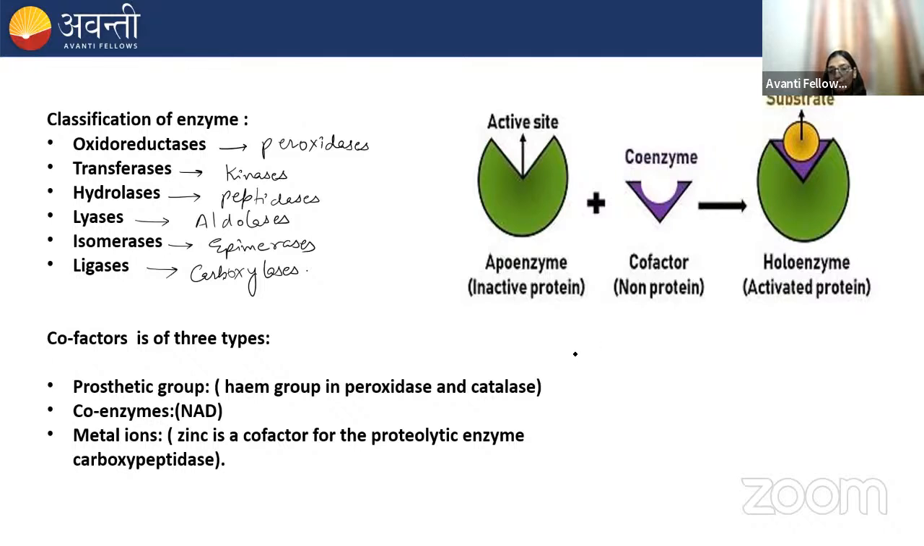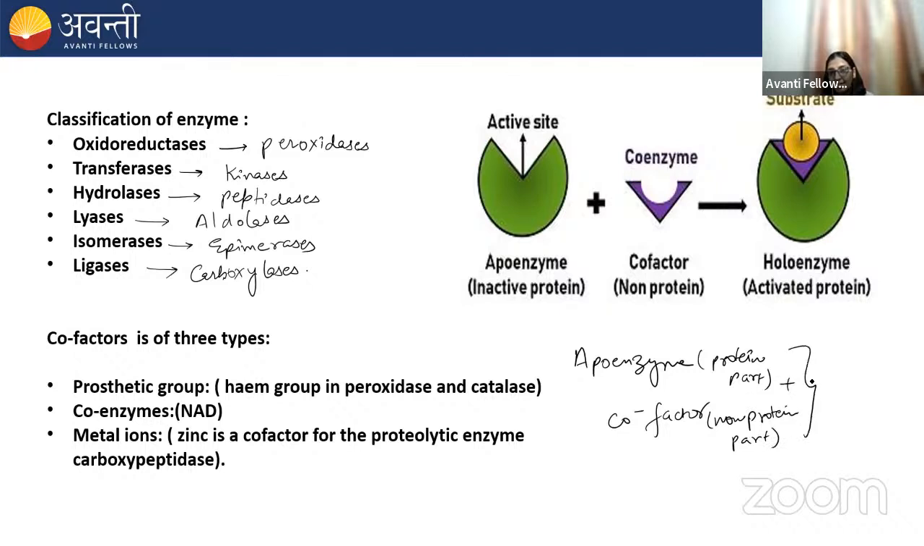So the enzyme consists of two parts: apoenzyme and the cofactor. Apoenzyme is the protein part, and the cofactor is the non-protein part. Together, they constitute the holoenzyme, which is the biologically active enzyme. Cofactors are of three types: the prosthetic group, the coenzymes, and the metal ions.